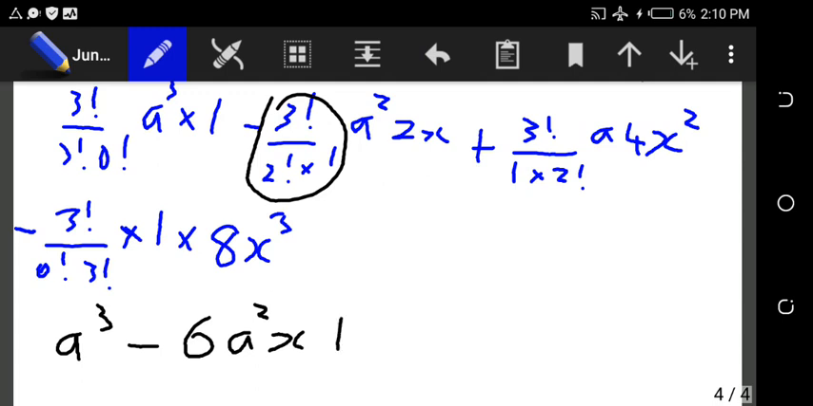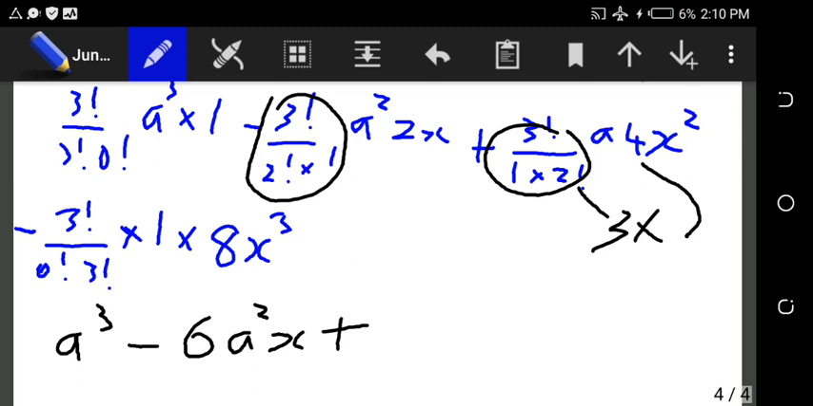Over here we have plus, that is this one here. Let's try to simplify that as well. Now 3 factorial, remember, is simply 6: 3 times 2, 6 times 1, 6, over 2 factorial, which is 2, so 6 over 2 will give us 3. So this here will evaluate to 3. Now we are having a 4 here, so 3 times 4 is 12. So we have 12 a x squared.